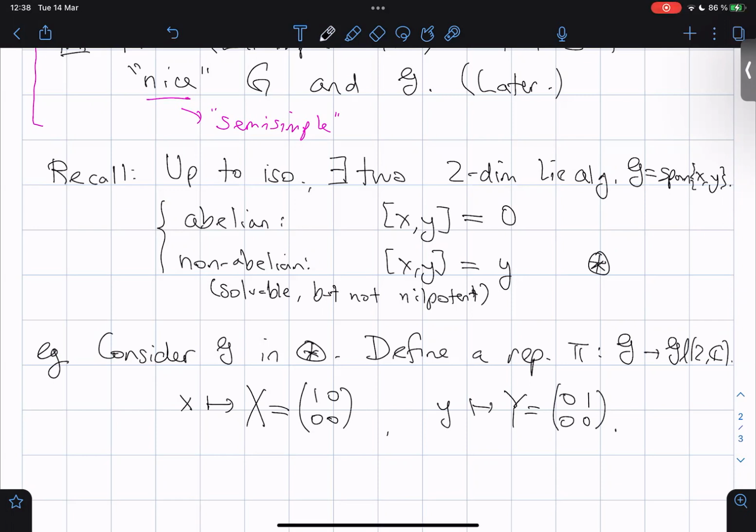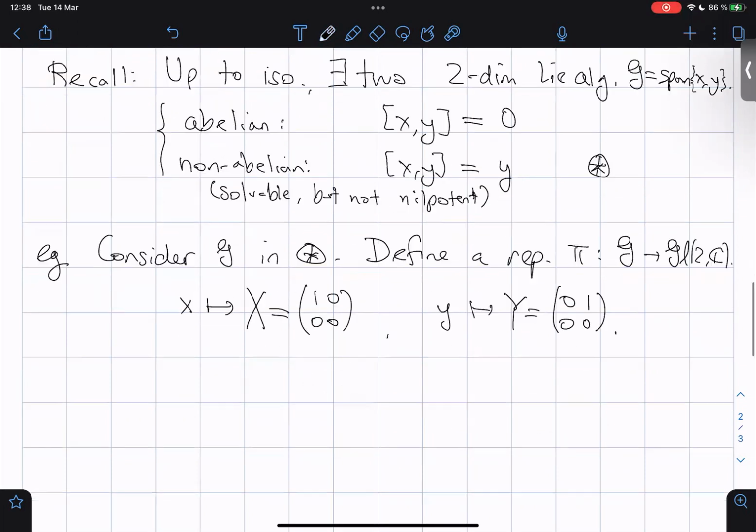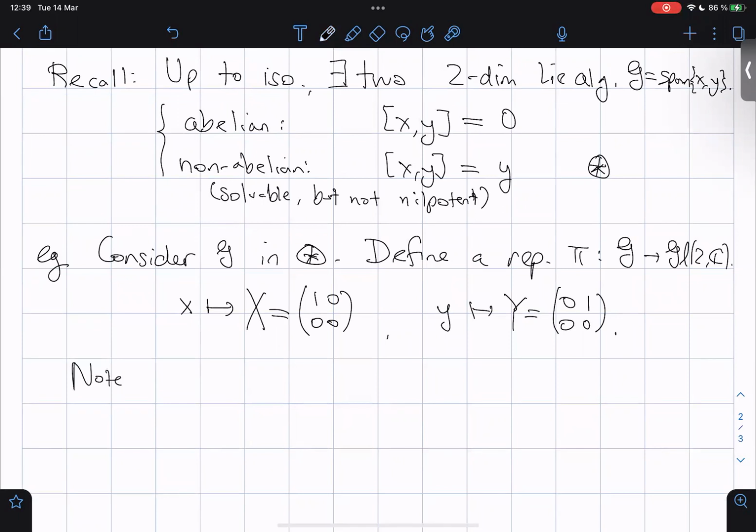All right. So this is a linear map. I just need to define it on the generators, on a basis, and then I can extend linearly to define it on the entire algebra. So this is the definition. Pi of x is this matrix here. Pi of y is this matrix here. Okay, so the first thing you should check is that it is a homomorphism. Remember the defining condition for being a homomorphism.